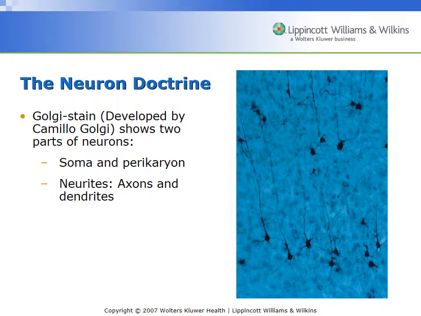Now, the central region, which is the cell body that contains the nucleus, is called the cell body, but it's also known as soma. It's singular for somata, or perikaryon, or perikarya for plural. So these thin tubes that radiate from the soma are called neurites, and these are actually the axons and dendrites.